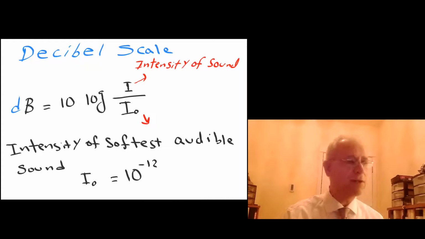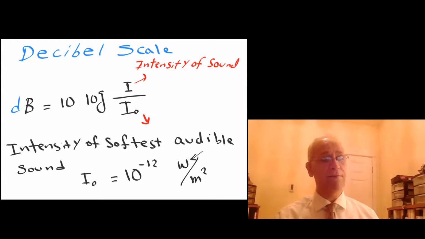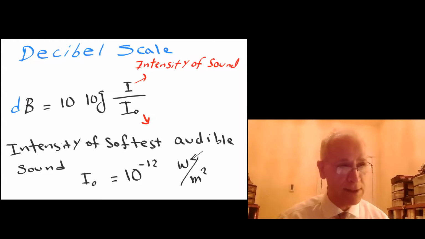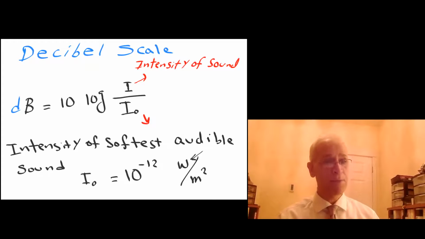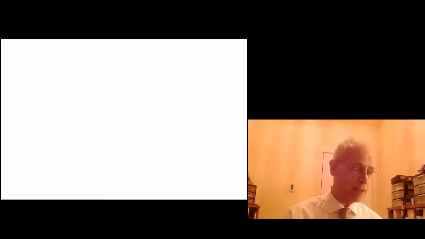So having this information, let's do a couple of examples. Oh, the unit. The unit is watts per meter squared. Of course, this W right here is after the famous physicist James Watt, and of course, this is meter squared. Let's go to the next page.